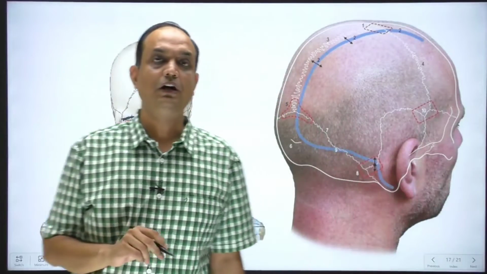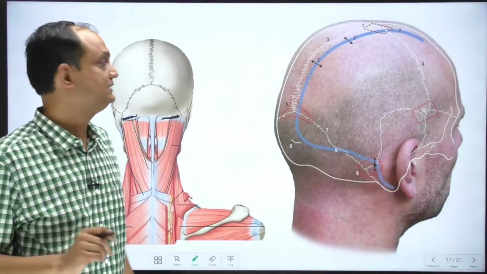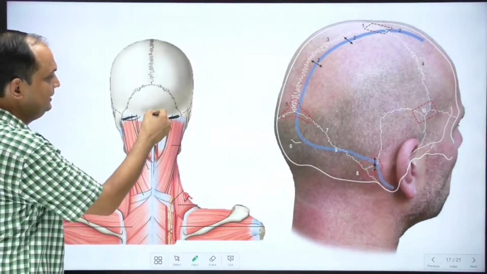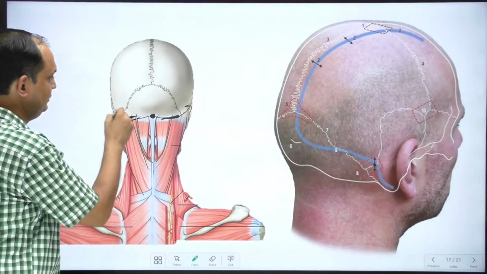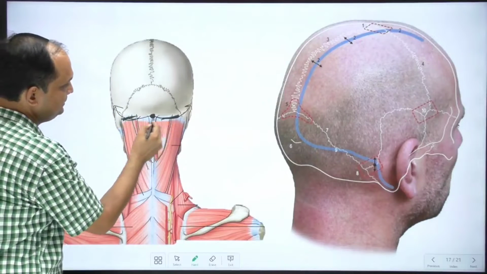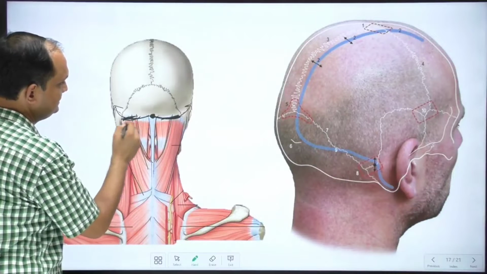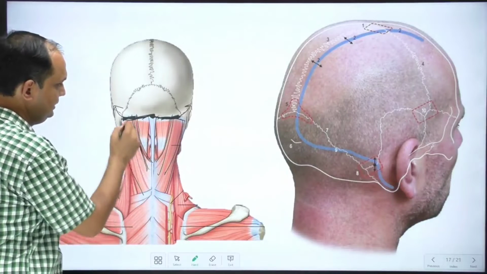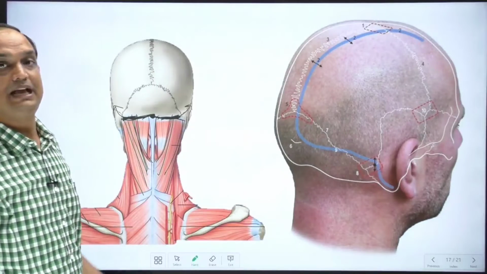Clear? So if I want to mark the transverse sinus, it starts from this confluence on the inner side. One is going on the right side, one is going on the left side, and this proximal part of the transverse sinus is marked by the attachment of this muscle, known as semispinalis capitis.